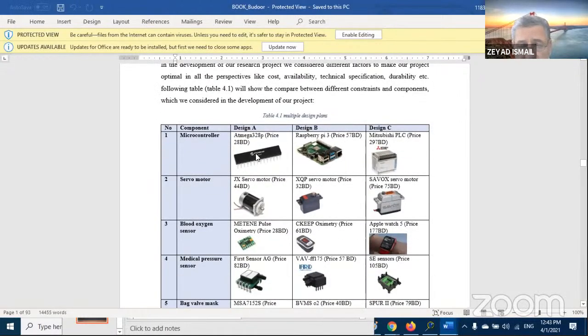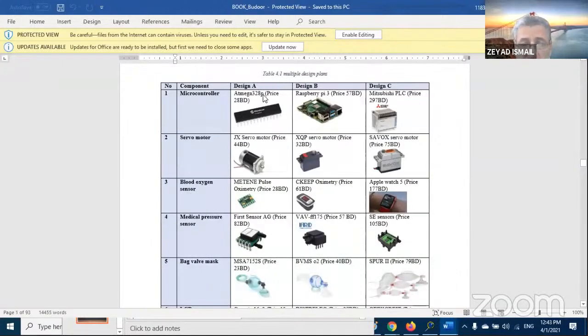For example, in terms of microcontroller, there is one type, this type or this type, maybe Raspberry Pi, or maybe Atmega, or maybe a PLC. So with the PLC, you have to use all these components, for example. And if you use this type of microcontroller, these will be with it. And if you use that, it will be those. So in terms of servo motor, why this, why this, why this?